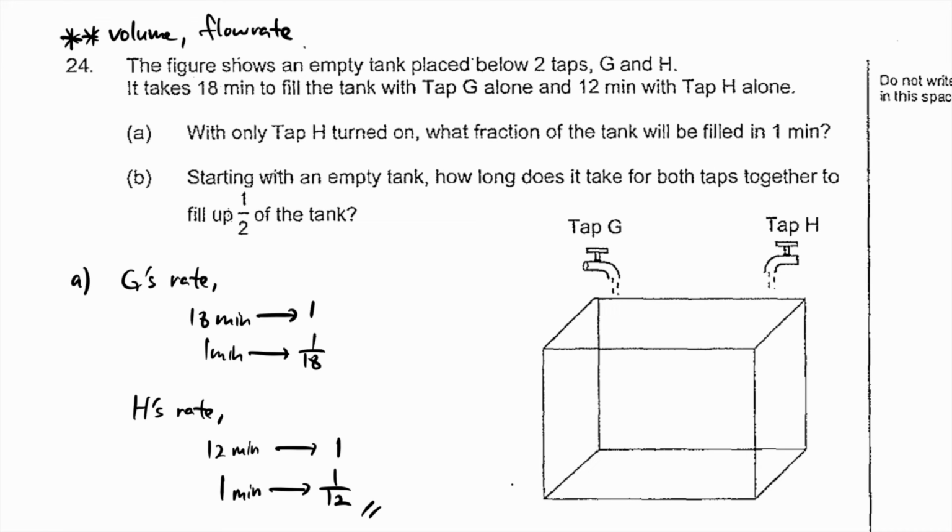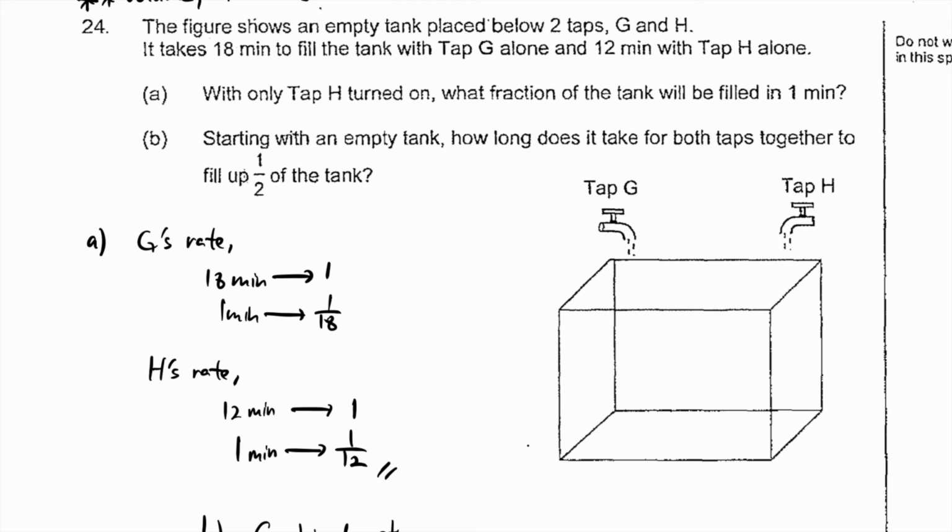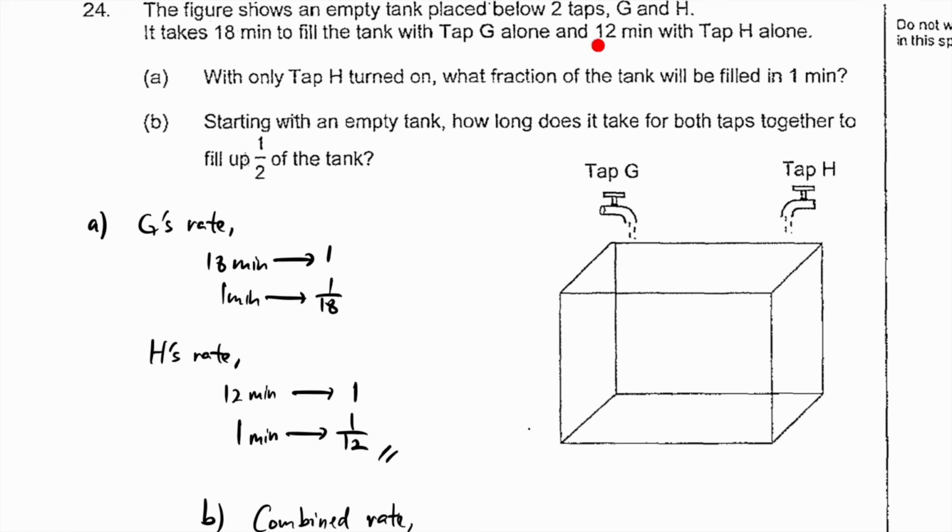Question 24. The figure shows an empty tank placed below two taps G and H. It takes 18 minutes to fill the tank with G alone. So at G's rate, 18 minutes will fill one whole of the tank. Okay, so per minute, it will fill 1/18 of the tank. So that assumes that the entire tank has a capacity of 18 units. Next, 12 minutes with H alone. So what's the rate for tap H? 12 minutes to fill the entire tank. 1 minute will fill 1/12 of the tank.